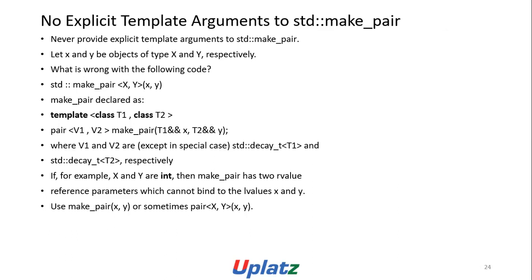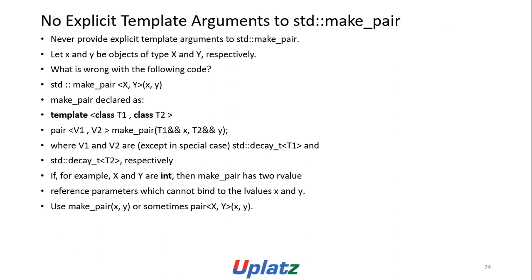No explicit template arguments to std::make_pair. Never provide explicit template arguments to std::make_pair. Let x and y be objects of type X and Y respectively. What is wrong with the following code? std::make_pair<X, Y>(x, y).